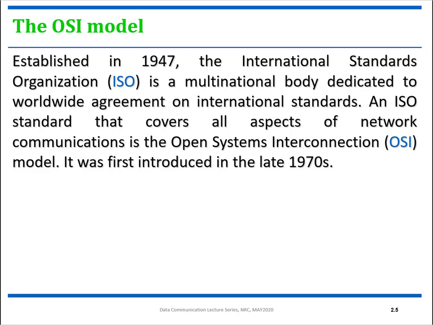An ISO standard that covers all aspects of network communication is called OSI. It was first introduced in 1970. There are two different terms: one is OSI, another one is ISO. ISO is an organization, whereas OSI is a model.